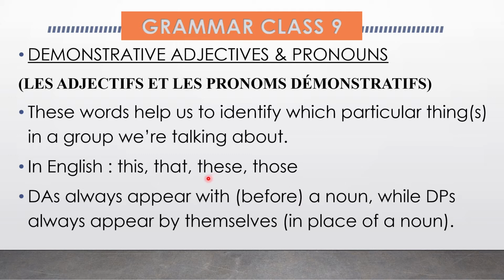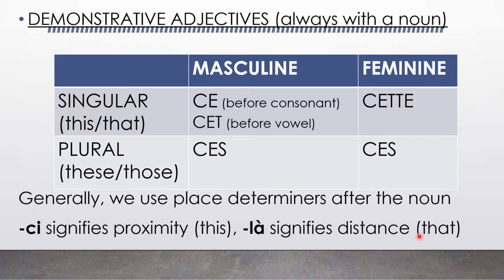So in English, we have four: this, that in the singular, these, and those. Demonstrative adjectives will always appear with a noun because adjectives describe the noun. So there has to be a noun when you're talking about a demonstrative adjective. So they will come before a noun. While demonstrative pronouns will always appear by themselves, that is in place of a noun. So you will never find a demonstrative pronoun sticking to a noun because a pronoun comes in place of a noun. So where there is a pronoun, there will not be a noun. When there is a noun, you may find an adjective. So adjectives with and before a noun, pronouns never with a noun because they come in place of the noun.